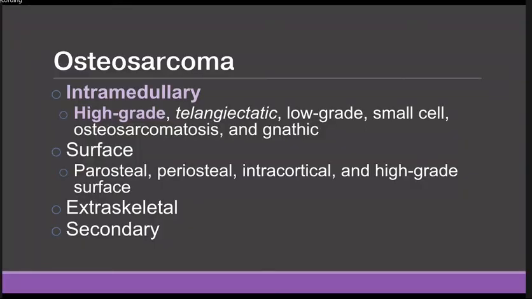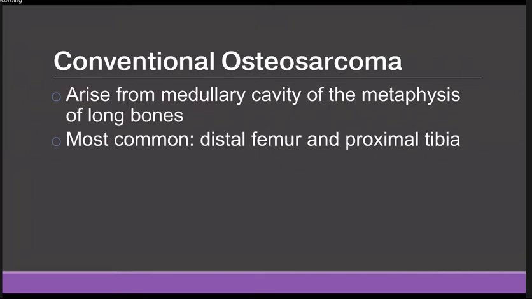While it's uncommon, it's also worth noting telangiectatic type of osteosarcoma, because it can mimic an aneurysmal bone cyst on radiographs, and we don't want to miss a potential malignancy. So if there's a high clinical suspicion, we can order CT and MRI to distinguish between telangiectatic osteosarcoma and aneurysmal bone cyst. For conventional osteosarcoma, it usually arises from the medullary cavity of the metaphysis of long bones. Most commonly, this is seen in the distal femur and proximal tibia.